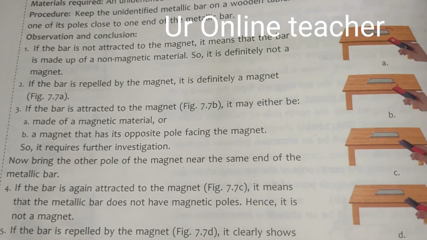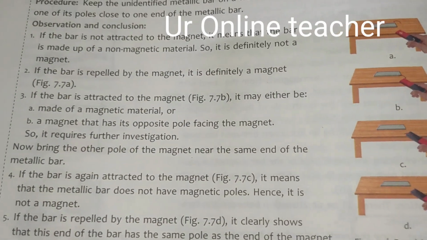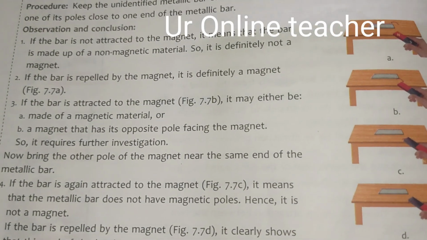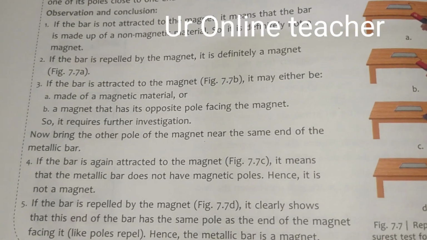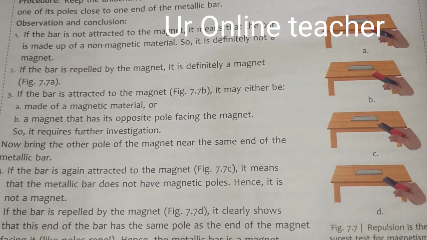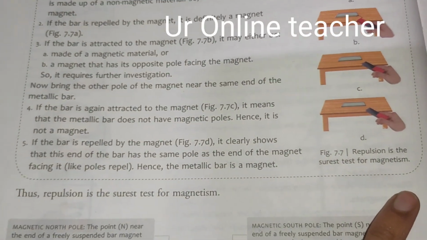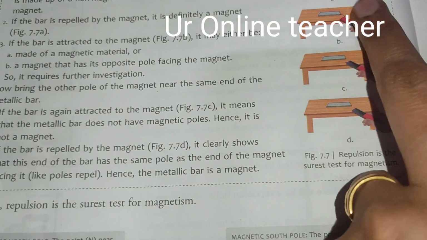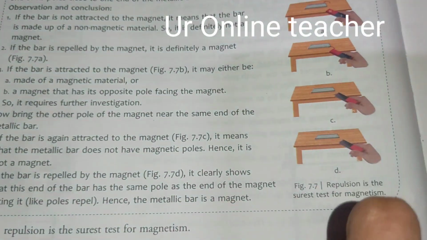So if the bar is attracted also, it is a magnetic material. If it is not showing anything, meaning it is not repelling and not attracting, then it is not a magnet. If the bar is repelled, it clearly shows that its end has the same pole as the end. So we can find out the poles also like this.